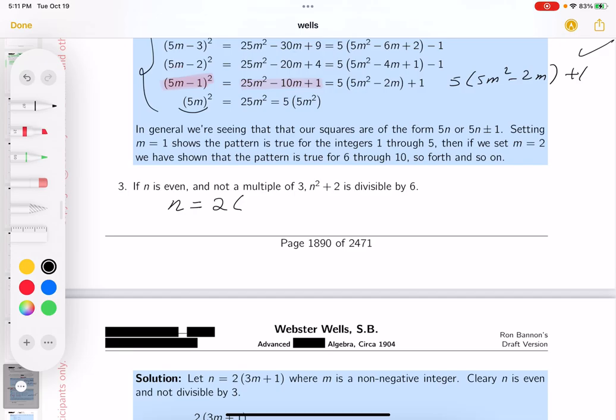But then they go on to say, whatever the number is, it's not a multiple of 3. Well, I'm going to make it a multiple of 3. Whoops. I'm going to make it a multiple of 3. But I don't want it to be a multiple of 3. So either I have to add something on or take something away. And what I'm going to do is I'm going to add the number 1 on. So I hope you realize it's even. Let me show you it's even. How do you show n is even? Divide it by 2.